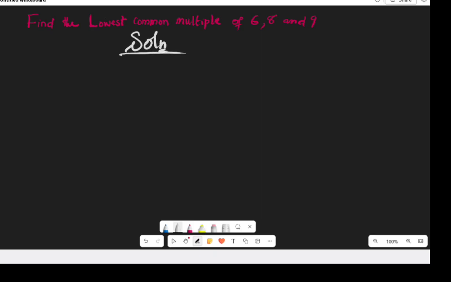Today I will show you how to solve a problem of the lowest common multiple of 3 numbers. Solution. What we do here, we use the first method, which is the multiple method. In the multiple method, we have to look for the multiples of 6, 8, and 9. Multiples means times table. What are the multiples of 6? We say the 6 times table.